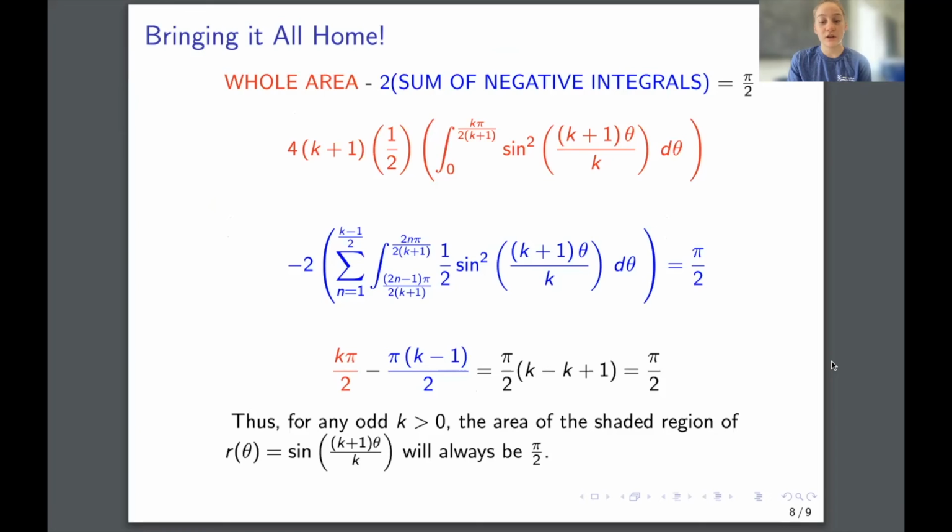So we can conclude that for any odd positive k, the area of the shaded region of r of theta equals sine of (k plus 1) theta over k will always be pi over 2.